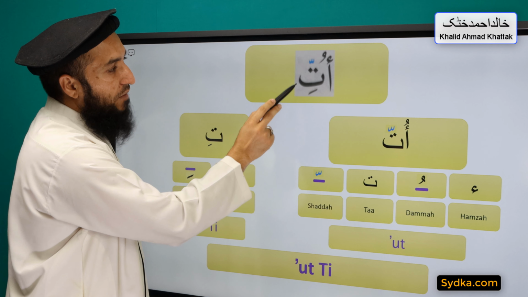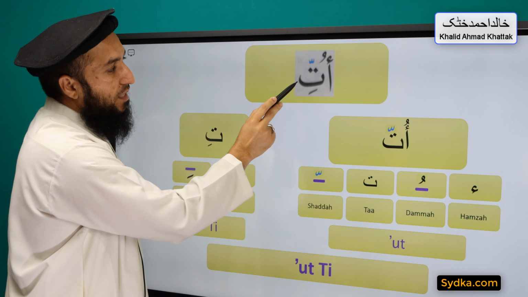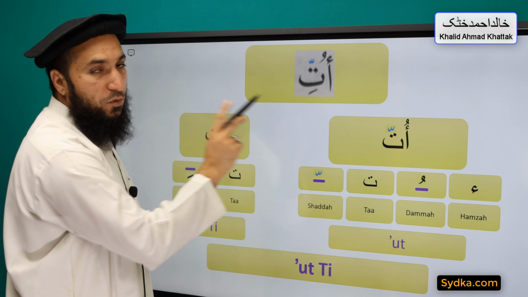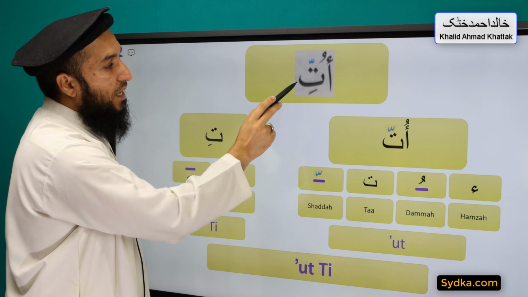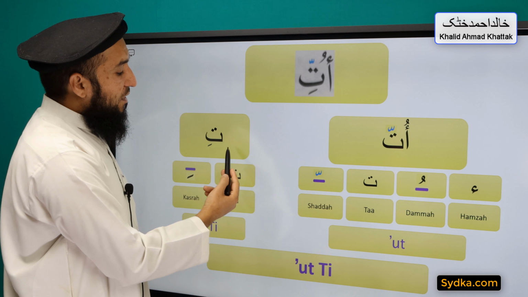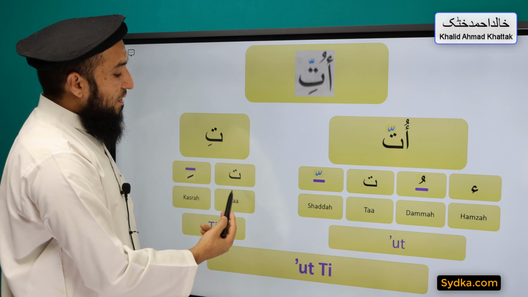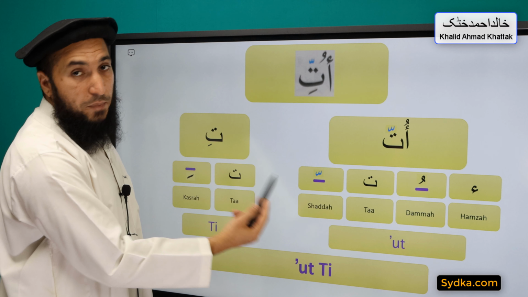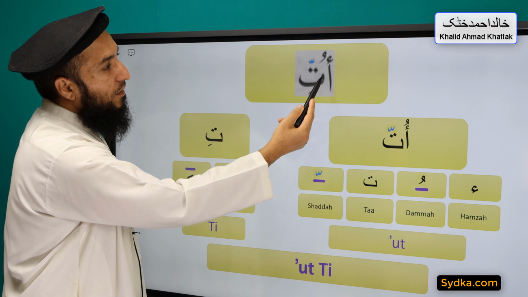The second syllable we have is ta kasrati. Ta is a light letter, it has kasra underneath and it is prolonged for one count. Ta kasrati. Combining both syllables together, we have utti.